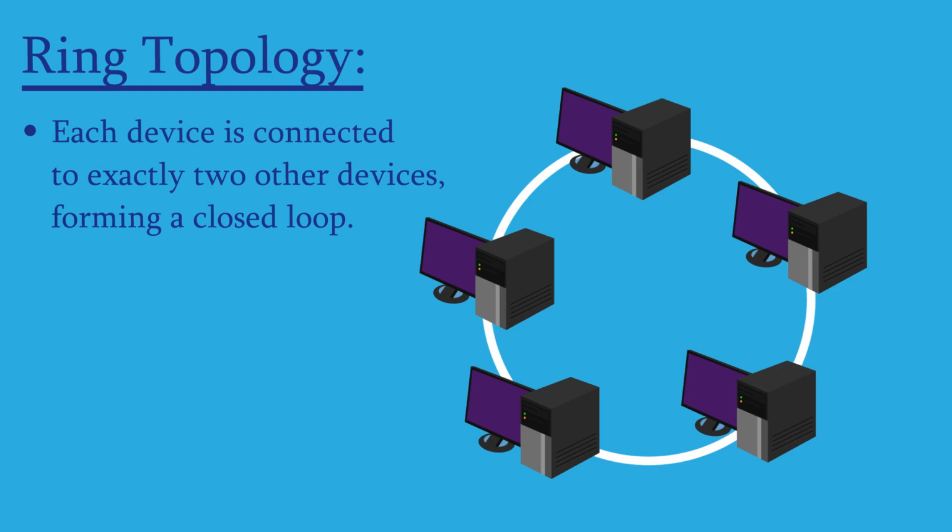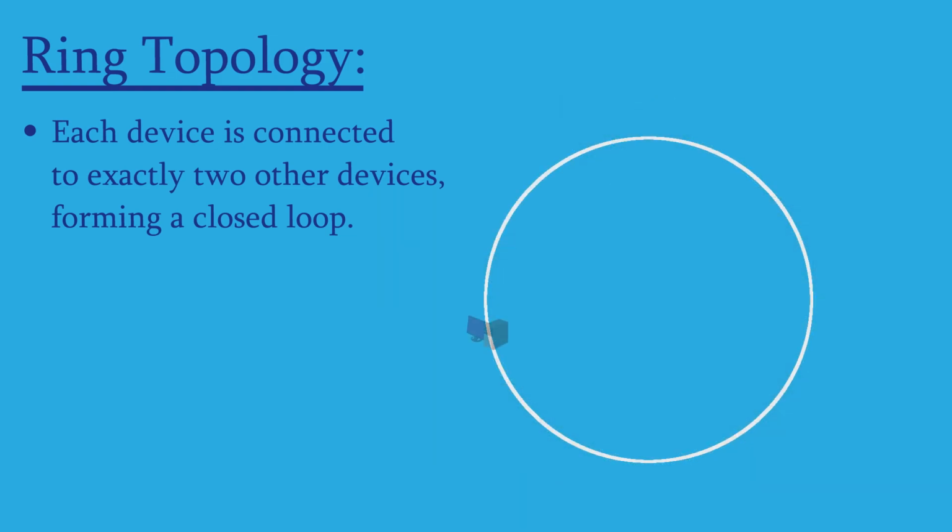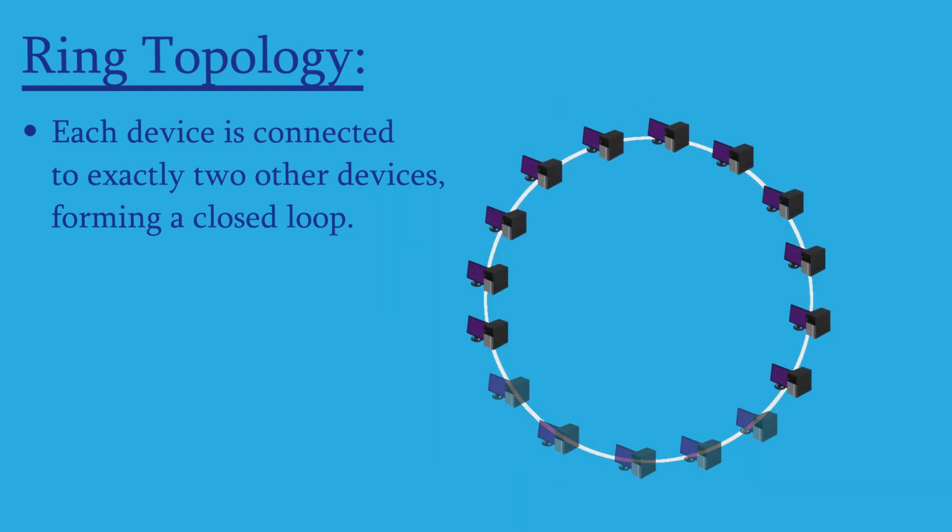One disadvantage of this type of network is that if a single connection is broken, then the entire network goes down. Additionally, adding new devices disrupts the entire network. Further, as more devices are added to the ring, the longer it takes for data to travel through the network, which can impact performance.